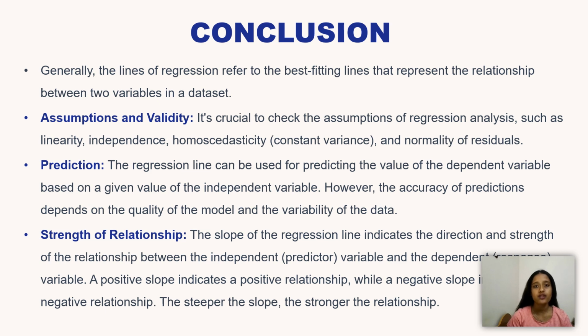The regression lines are used for prediction. The accuracy of prediction will depend on the quality of the model and variability of the data, assumptions and validity. So it is used to check the assumptions such as the normality of residuals, linearity, and also the independence.